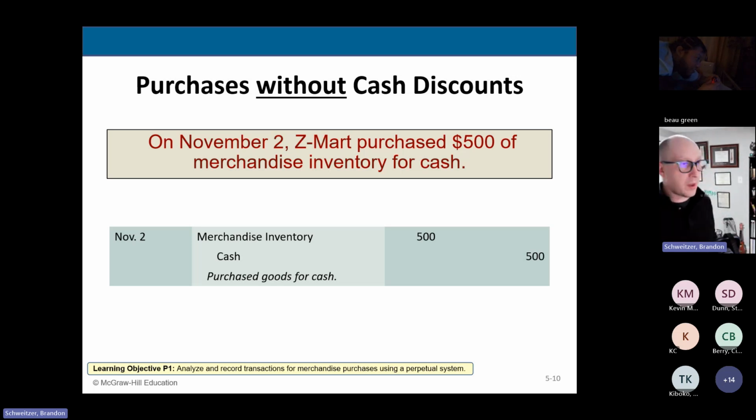Boom, simple. So here we have a transaction November 2nd, company purchased $500 worth of merchandise for cash. We debit merchandise inventory, and we credit cash. Very simple transaction.